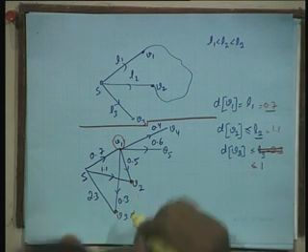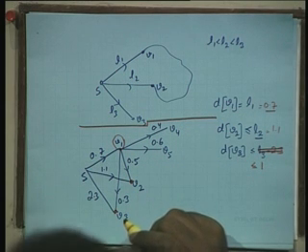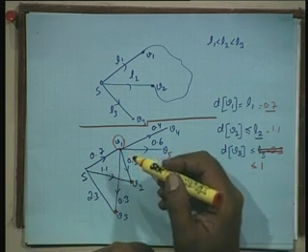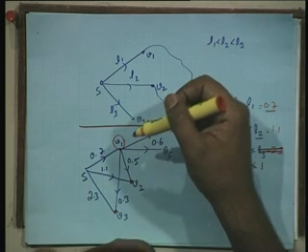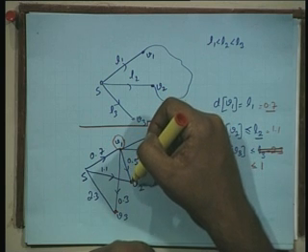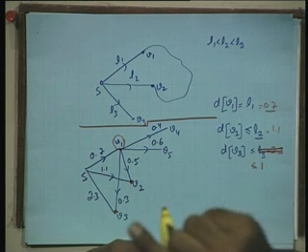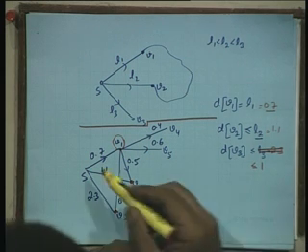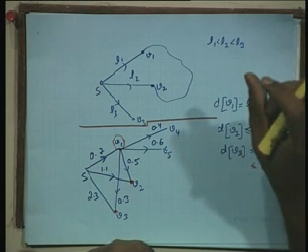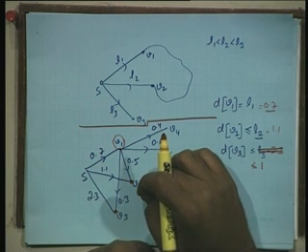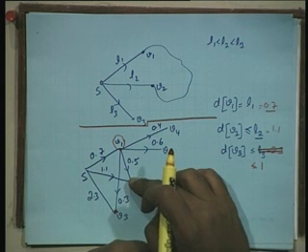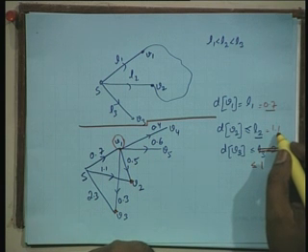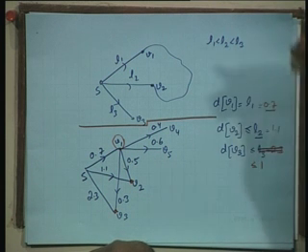What can I say about the distance of V2 from S? Well, I have found another path to V2, that is the path which goes from S to V1 and then follows the edge V1, V2. But this path has a length of 1.2. And since earlier I had a length of 1.1, I have not found a better path to V2.